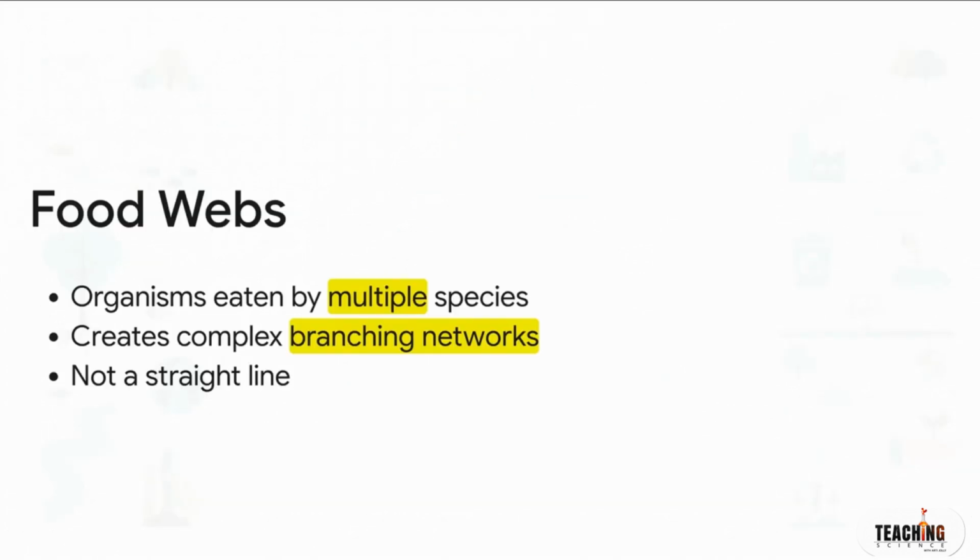Here's a quick exam tip for you. In reality, nature rarely follows a simple straight line. I mean, think about it. A rabbit isn't only eaten by a fox, right? It could be eaten by an eagle or a wolf too. Because each organism is generally eaten by two or more other kinds of organisms, these relationships branch out into really complex interconnected networks called food webs.